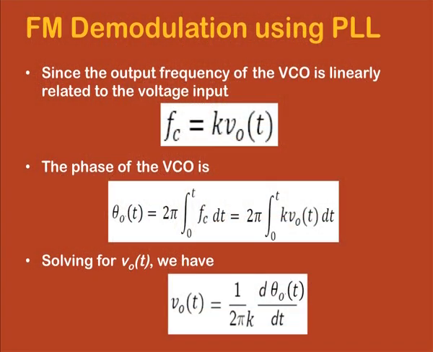If the frequency of our VCO output is f_c, then the frequency deviation is k times V_o(t), where V_o(t) is the output of the loop filter and k is the VCO gain. Then the phase of the VCO is 2 pi times the integral from 0 to t of k V_o(t) dt, and from here we can solve for V_o(t), which is 1 over 2 pi k times d theta_o(t) by dt. We will make use of this fact that the error voltage output of the loop filter is related to the VCO phase theta_o(t).